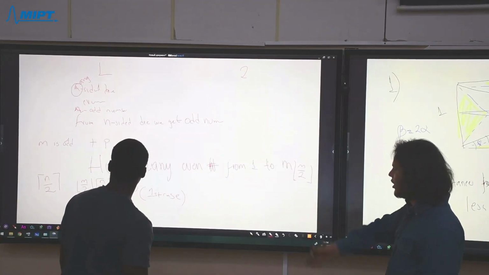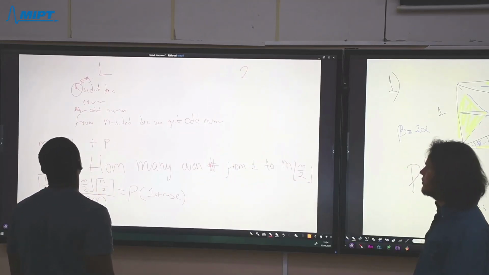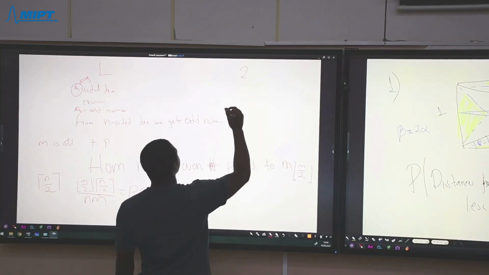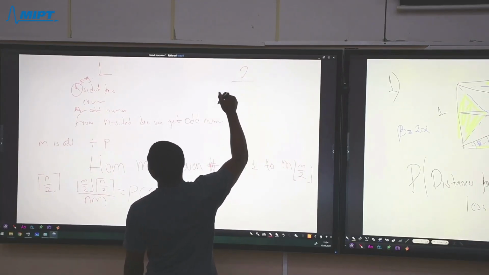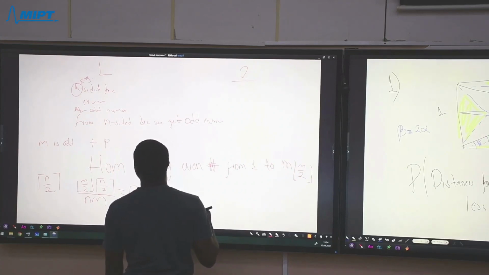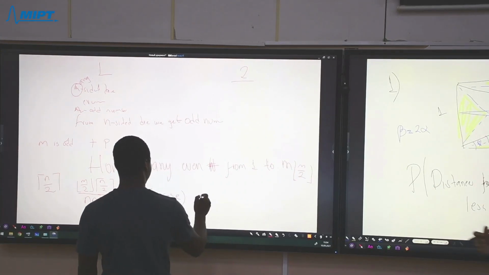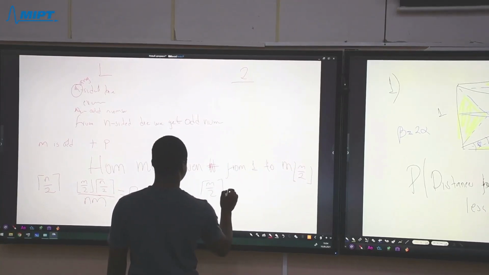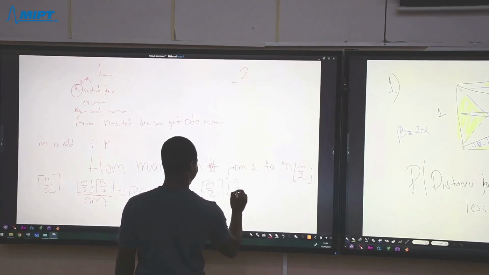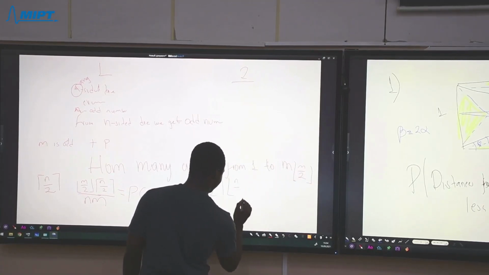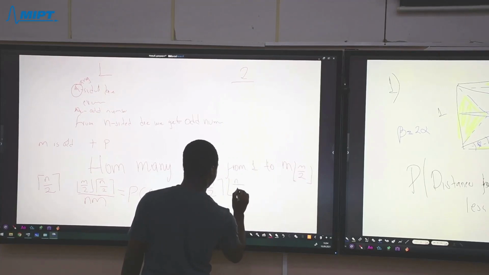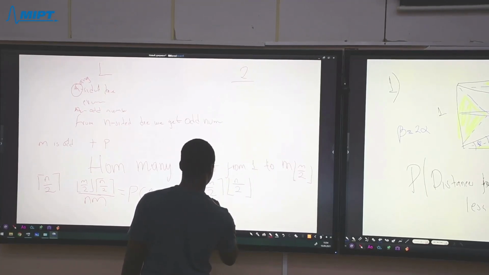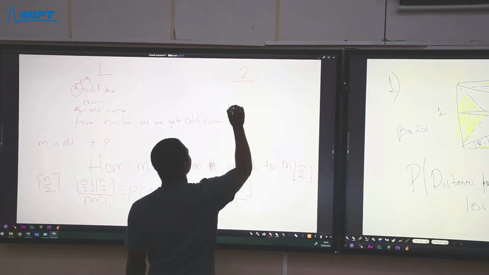So now, in the second case, what's the answer? In the second case, we get an odd number from the m-sided die and an even number from the n-sided die. So we get what? You can write it right now. All right, so now what's the answer for this?